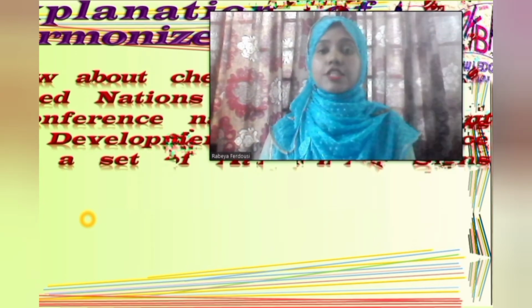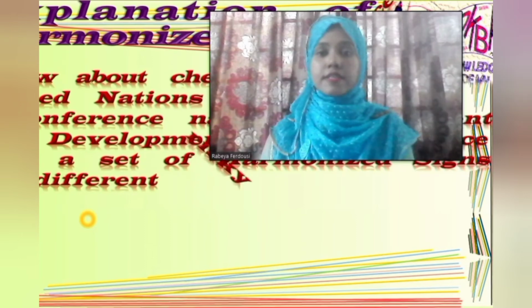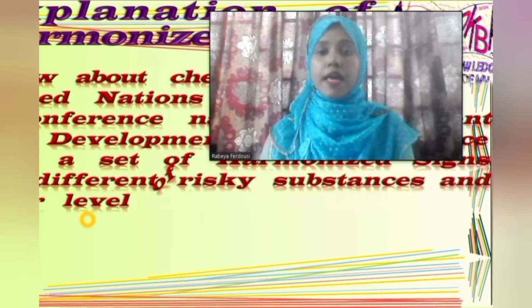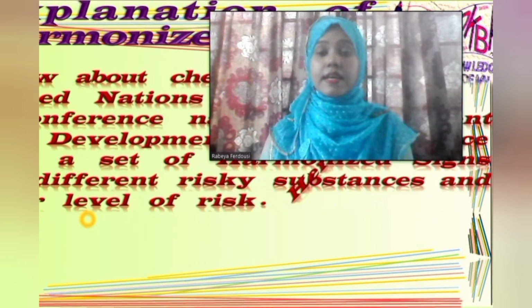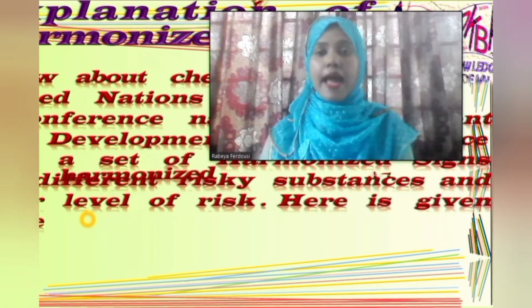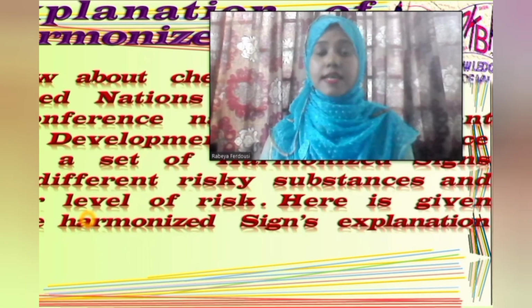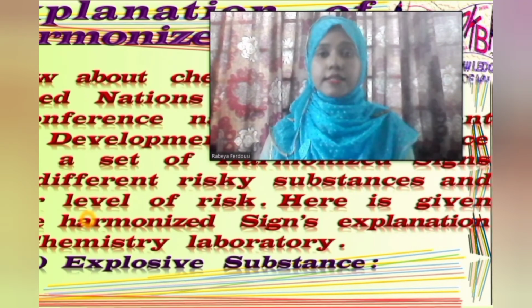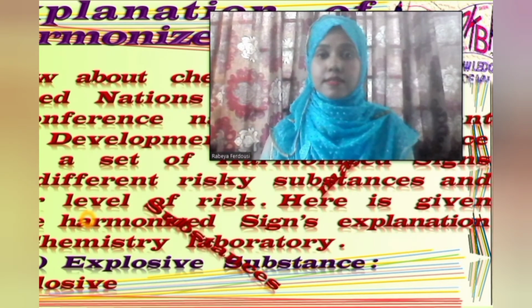The short term of globally harmonized system of classification and labeling of chemicals is GHS. Here in my slides I have added a few harmonized signs of chemistry laboratory with their explanation. First one is explosive substance.